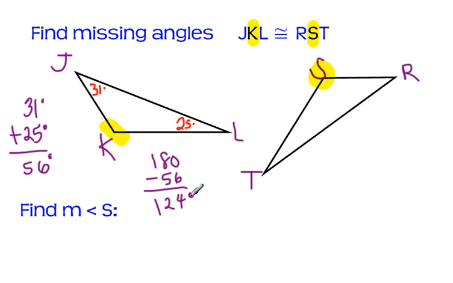And I can find that this missing angle is 124 degrees. If I added those three numbers up, I would get 180. And since angle K is 124 degrees, that must mean that angle S is 124 degrees. So my answer, the measure of angle S, is 124 degrees.